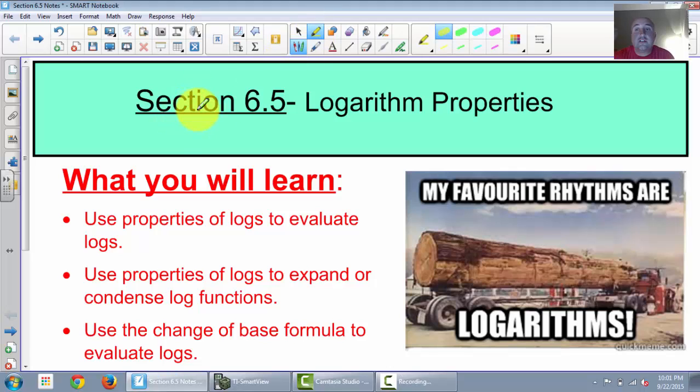All right, welcome to section 6.5. We're almost done with the chapter here. This is a section on logarithm properties. And what we're going to learn in this section is we're going to use the properties of logs to evaluate logs, so to get answers.